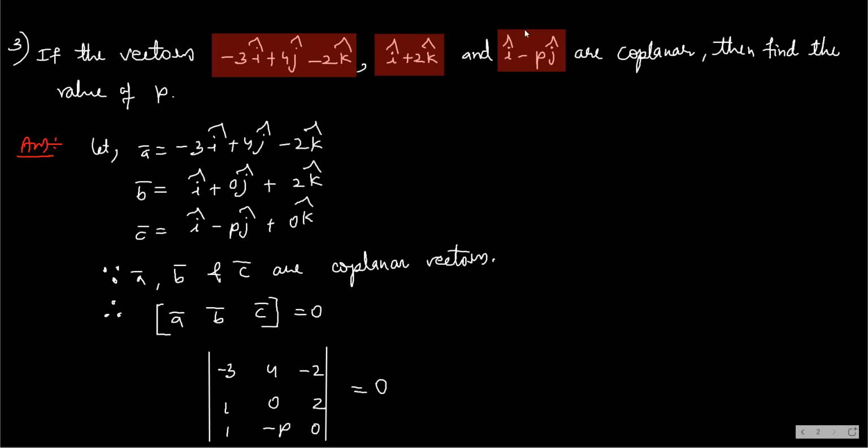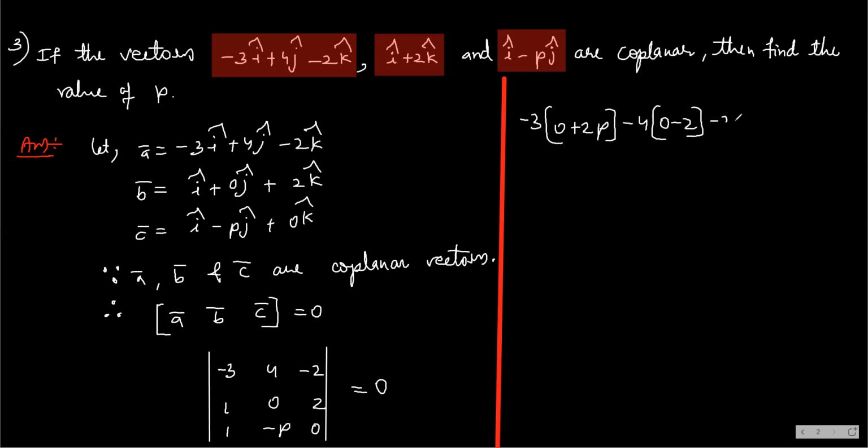Now I shall go for the expansion of this determinant. The value which I will get will contain P in it, and we will solve it accordingly. So it is negative 3 into 0 into 0 is 0, plus 2P, minus 4 into 0 minus 2, 0 minus 2, minus 2 into, I get minus P minus 0, minus P minus 0, equals 0.